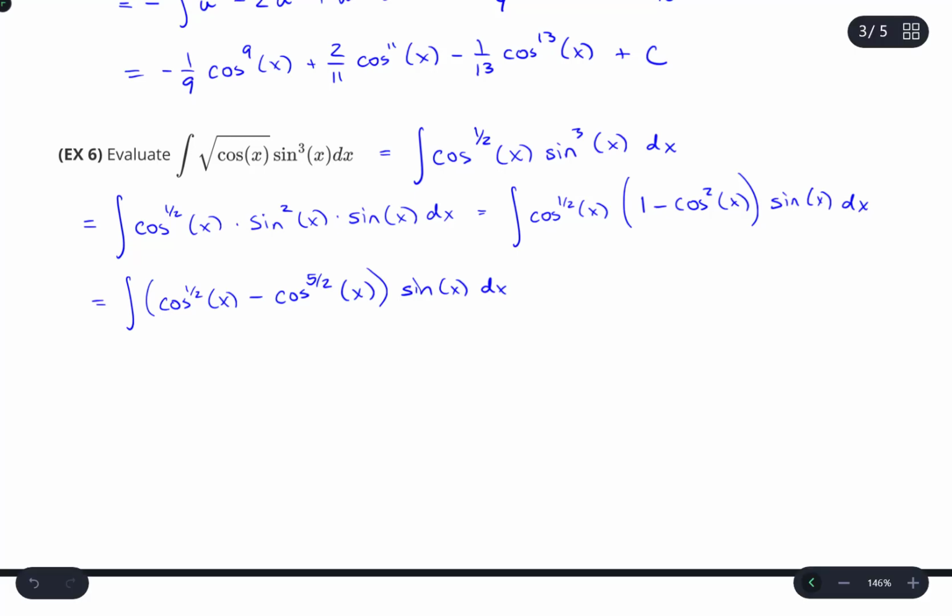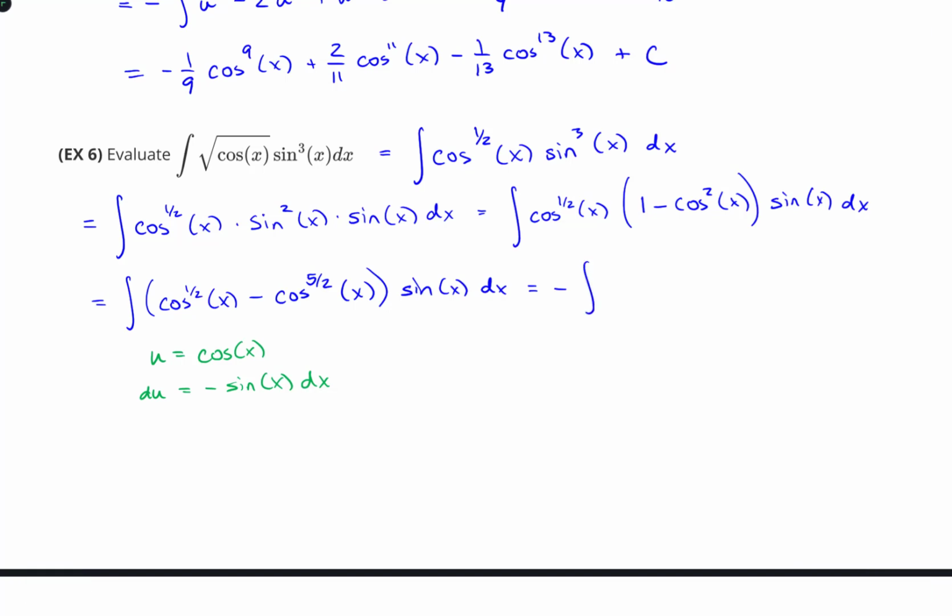At which point I can freely substitute. I would just let u be the cosine of x. Du is negative sine x dx. And what will happen when I substitute is I will get the integral, well, I should pull the negative out front to start with. So negative integral, this would be u to the 1/2 minus u to the 5/2, and then sine x dx is taken care of with the du.